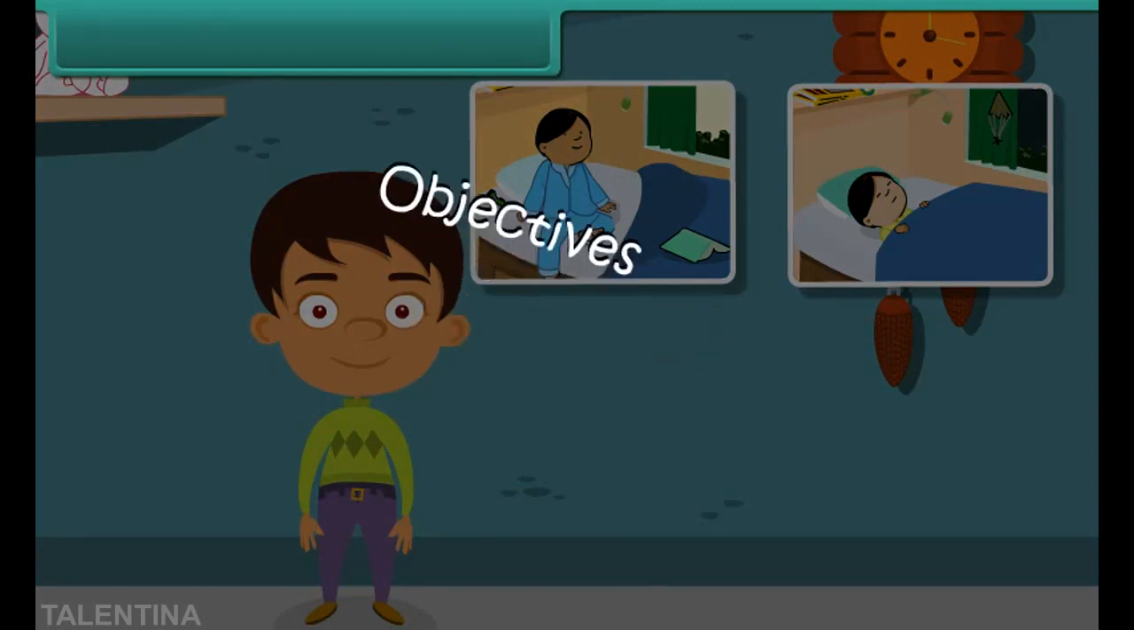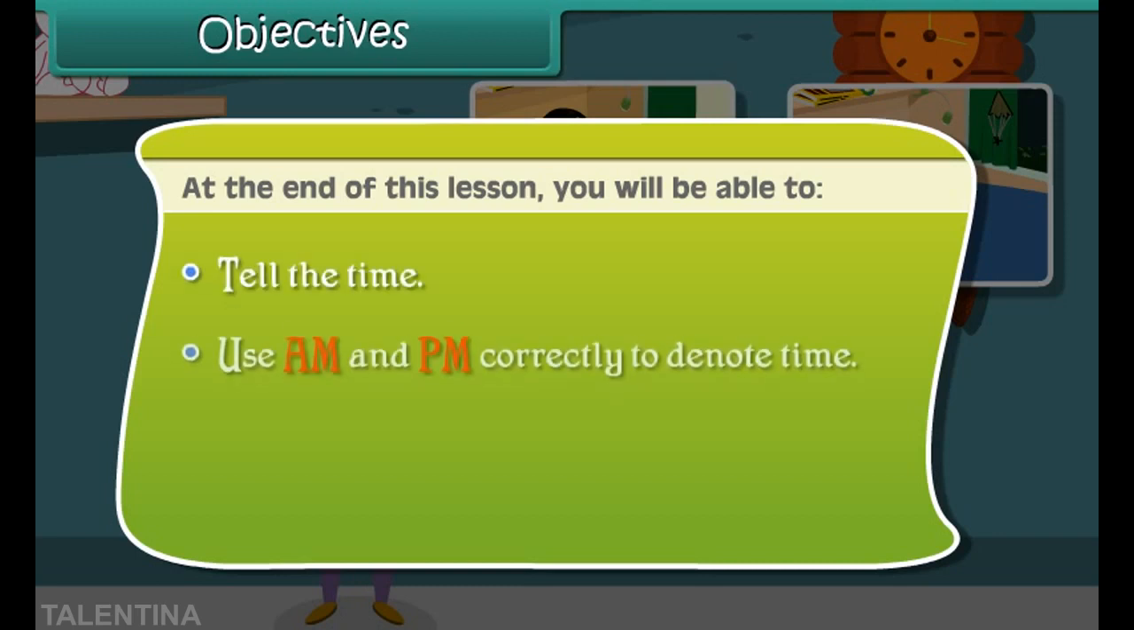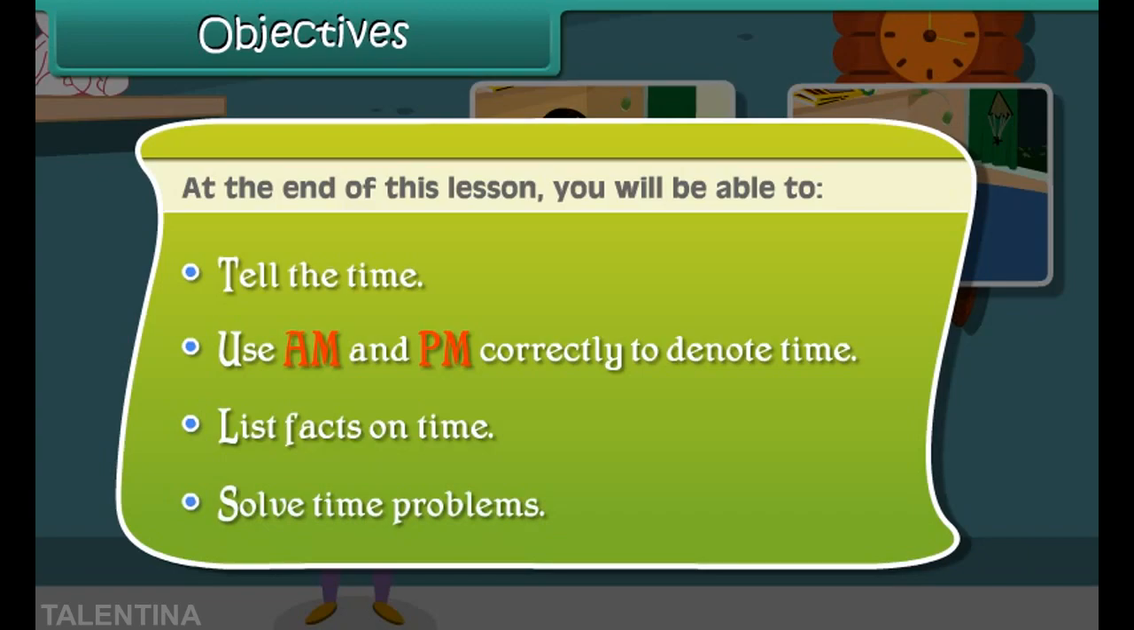Objectives. At the end of this lesson, you will be able to tell the time, use AM and PM correctly to denote time, list facts on time, and solve time problems.